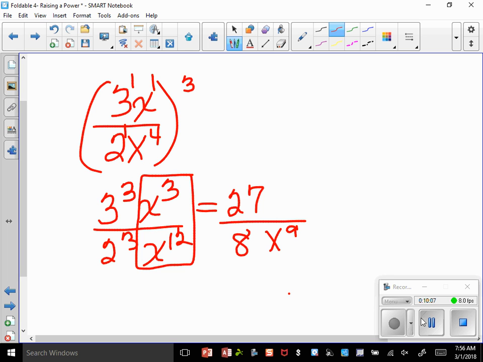So now you have to be able to apply all of these rules, and you are going to be applying more than one rule in one problem. Okay, so see how we use the raising to the power rule first, and then after that we had to use the quotient rule because we had to simplify the x's. All right, so one last example.